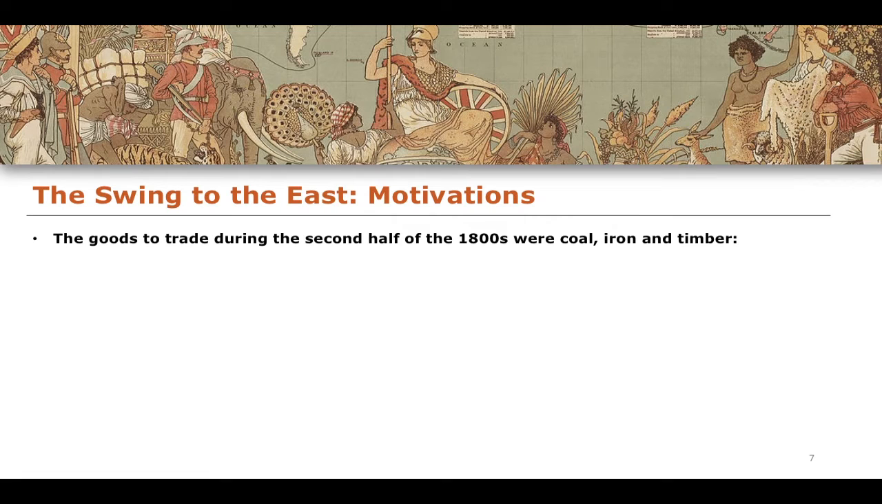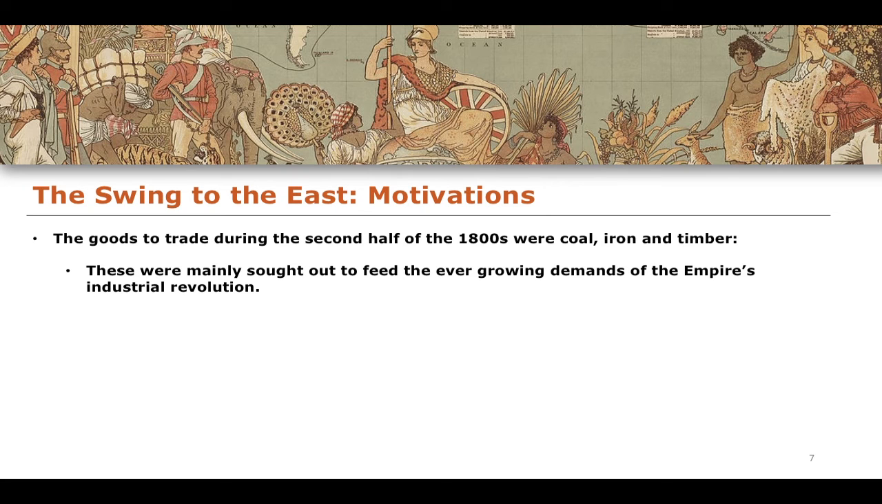Trade in goods during this second half was more along the lines of materials like coal, iron, and timber, rather than gold, ivory, and slaves. And this mainly sought to feed the ever-growing demands of the empire's Industrial Revolution. Don't forget, the Industrial Revolution would begin in and around the late 1700s, early 1800s, and it would begin in Great Britain as a result of the British Empire.